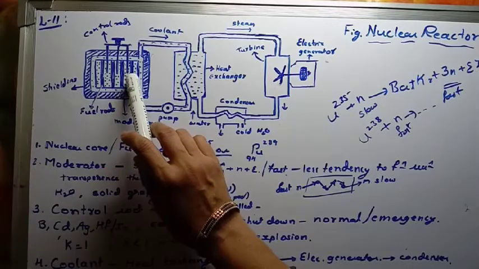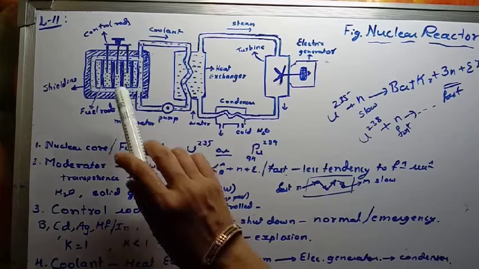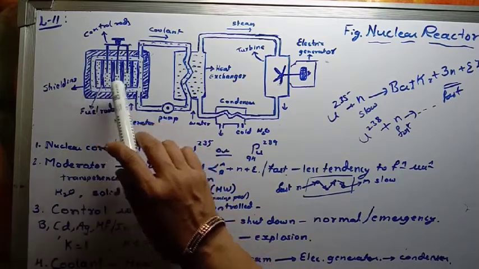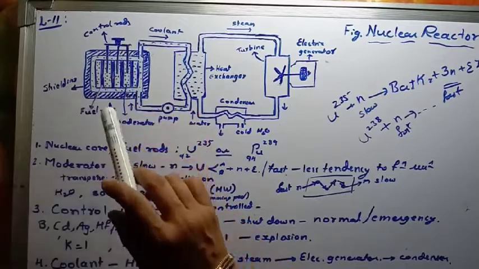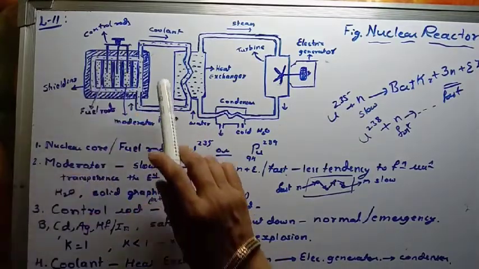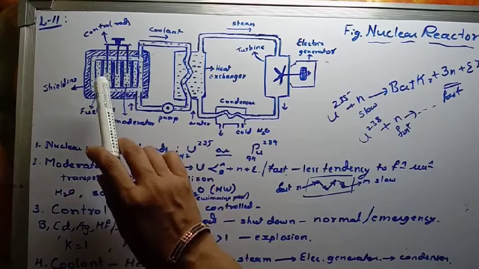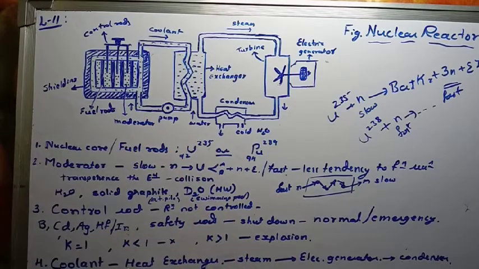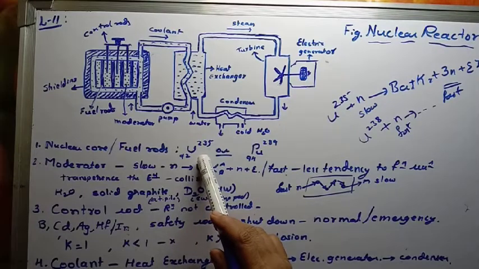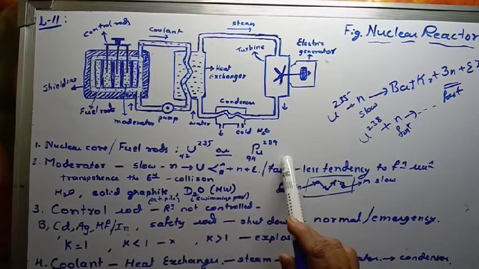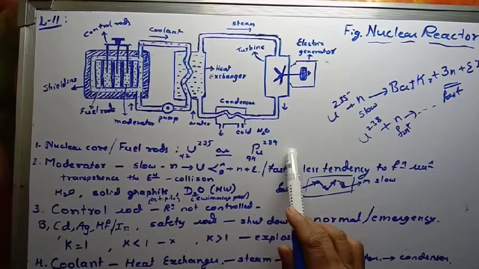One is the reactor core or the nuclear fuel rods. Second one is moderator. Moderator is inside the core itself. The third one is control rods. The fourth one is coolant, and the fifth one is shielding. And the fuel rods are usually made up of uranium 235 along with uranium 238 or plutonium 239, which are very good fissionable materials.